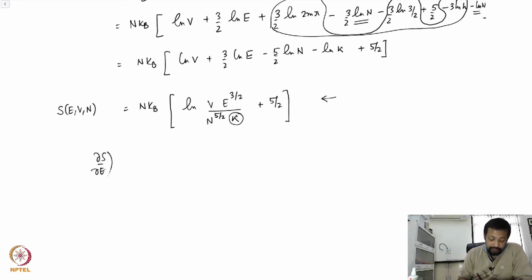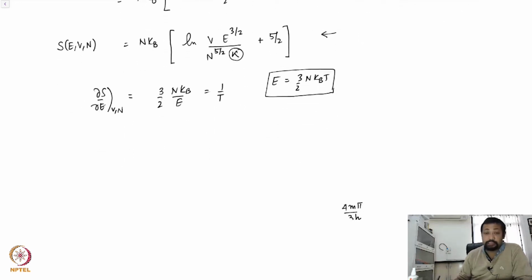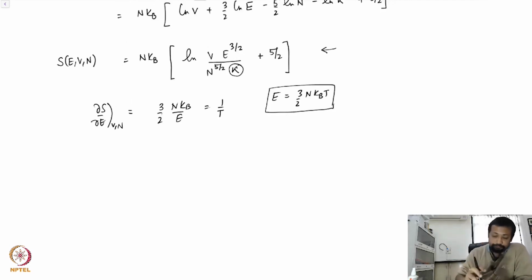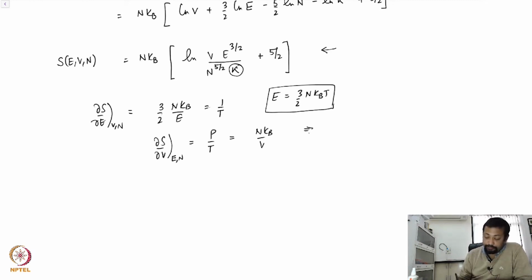So ∂S/∂E, V and N held constant, is just 3/2 nk_B by E, and this is equal to 1/T, so that for an ideal gas you have E equal to 3/2 nk_BT, in accordance with what we did earlier. Second, ∂S/∂V, E and N held constant, is P by T, which is going to be nk_B over V, which implies PV is equal to nk_BT.